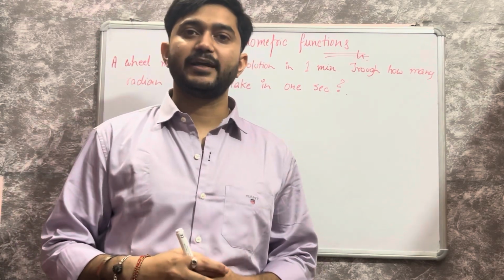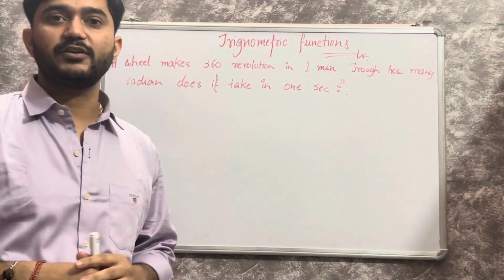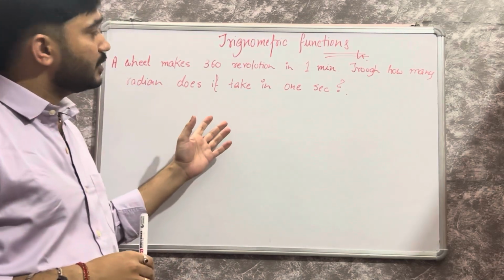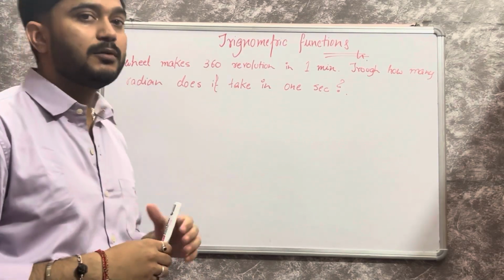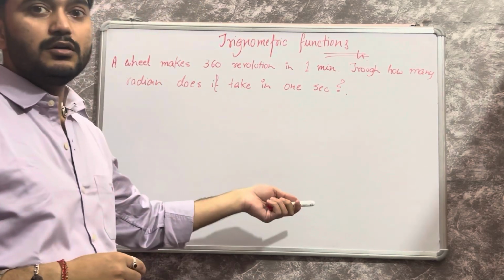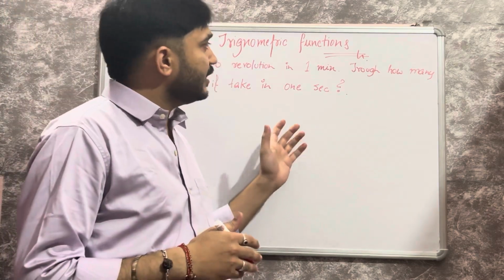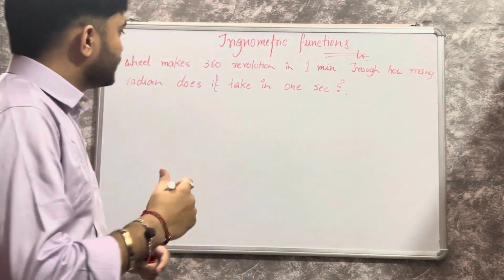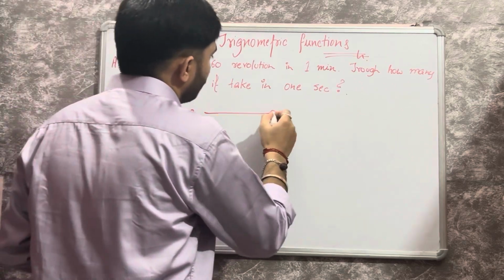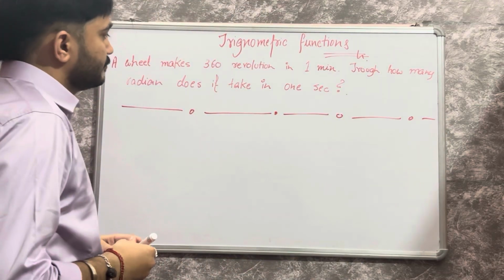Good morning everyone, my name is Nitin and today we are going to study the second part of the trigonometric function chapter. In this chapter we have already studied about angles and its types and how to convert radian into degrees and degrees into radian. Today we are going to study the application part of it. Firstly, we just need to know the formula that we are going to use in this chapter.